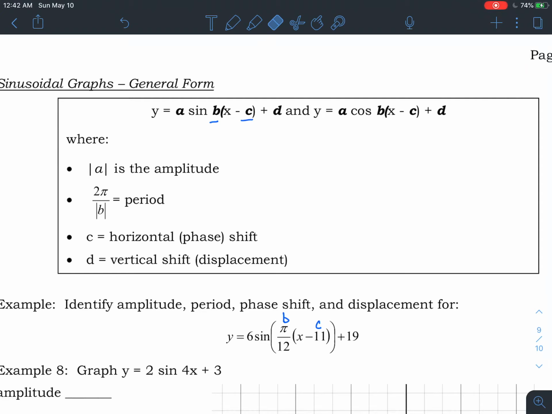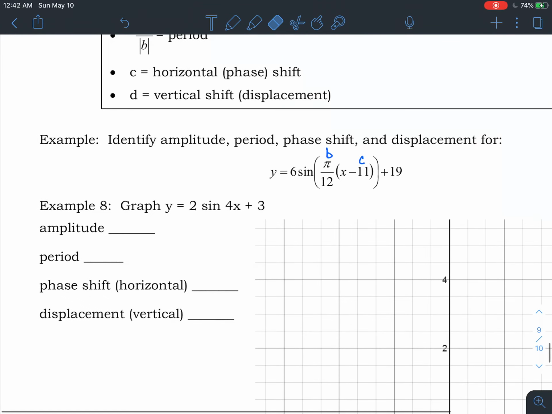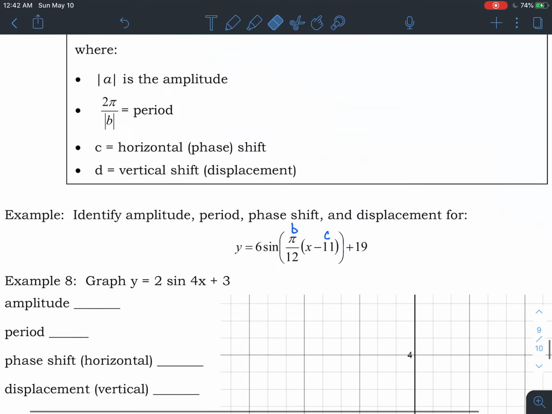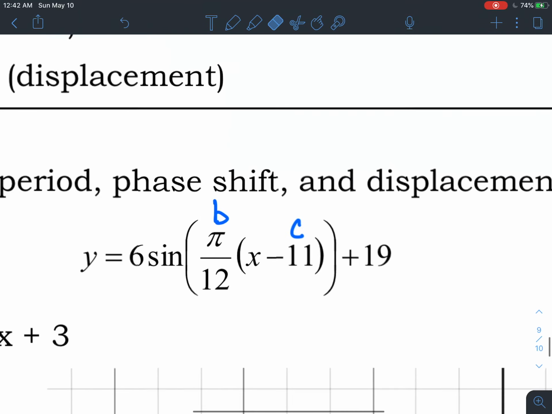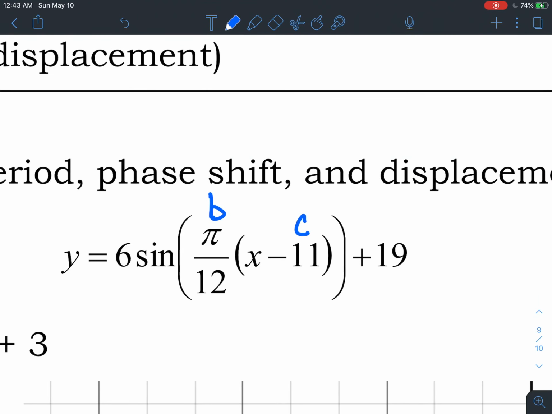So really what we're going to be doing is just breaking it down and looking at all the different pieces. We identify everything first, and then we'll put it all together with my graph afterwards. So in my equation, I do like to try and label everything, label my A, B, C, D, and then I go to what that means for my problem.